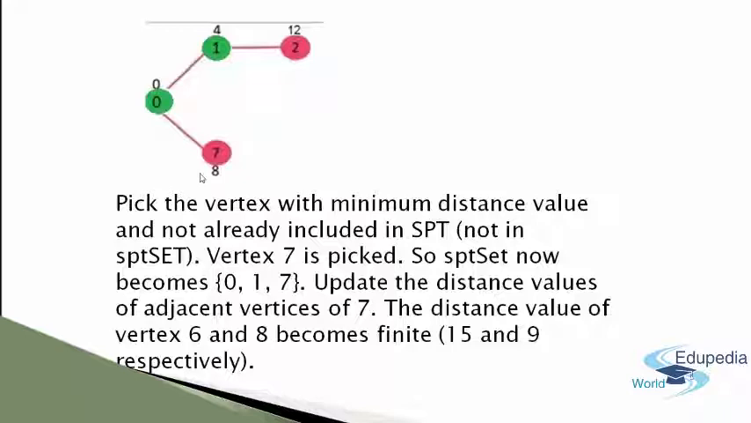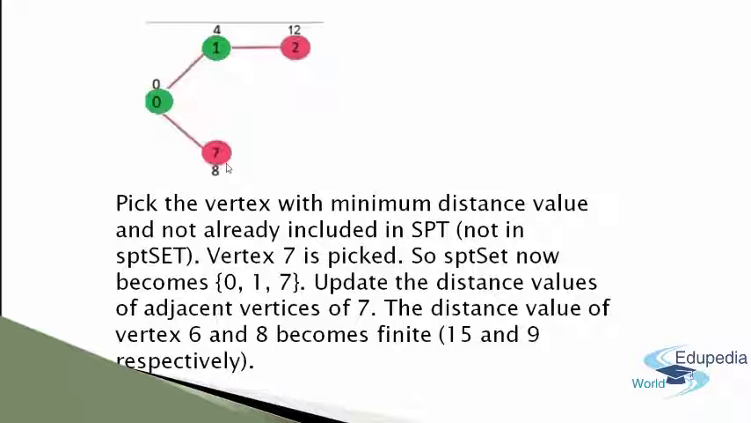Why is vertex 7 picked? Because so far you see that the distance value for up to 2 has become 12, and for 7 it's still 8. So this is the minimum, that's why we are picking 7 to be stored in our SPT. So now our SPT becomes 0, 1 and 7. So 0, 1 and 7 will be included in SPT.